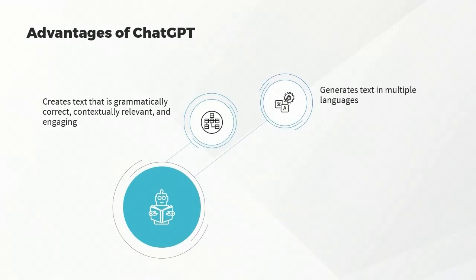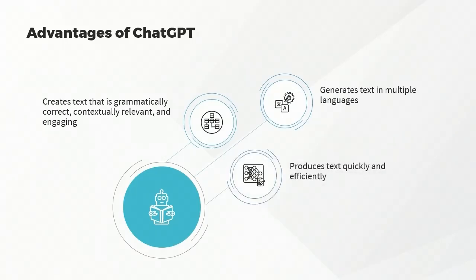Another advantage is its ability to generate text in multiple languages. This is particularly useful in global business contexts, where communication in different languages is essential. ChatGPT can overcome language barriers, allowing machines to communicate effectively across different cultures and languages. This is made possible by training the model on large datasets of multilingual text, allowing it to learn patterns in different languages and respond to prompts in those languages.